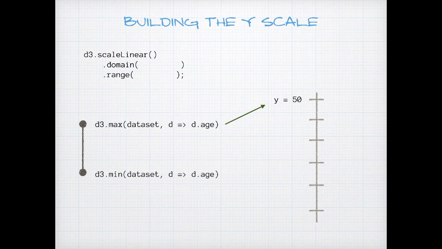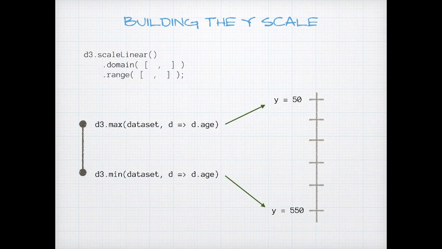Similarly, we know how to find the min. It's D3 min. And what does that map to on the y-axis? Well, that maps to a bigger value because the y-axis goes down. And so a minimum age will correspond to something like y equals 550. Remember, our SVG is about 600 pixels tall, so it's going to give us 50 pixels at the bottom and 50 pixels at the top. Is that enough? I don't know. We'll play with that here in just a minute.